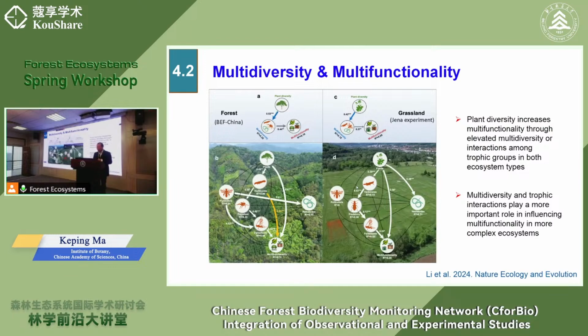And also, plant diversity increases multifunctionality through elevated multi-diversity or interactions among trophic groups in both ecosystem types. And multi-diversity and trophic interactions play a more important role in influencing multifunctionality in more complex ecosystems.